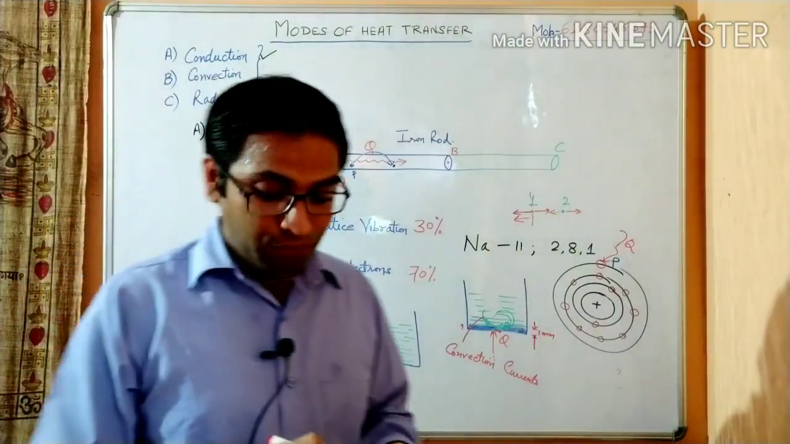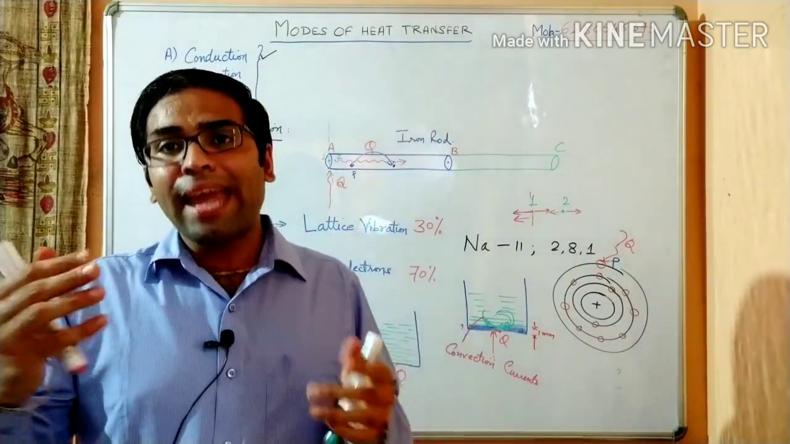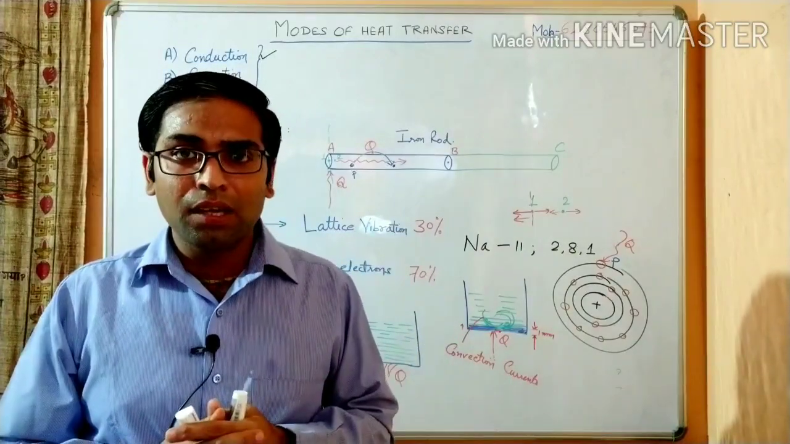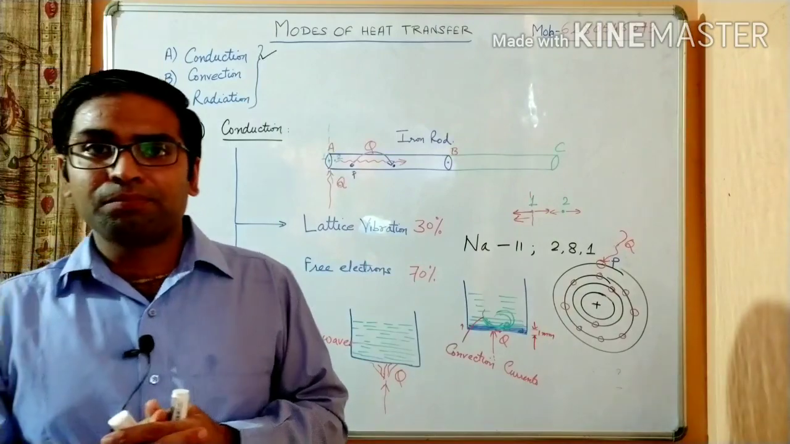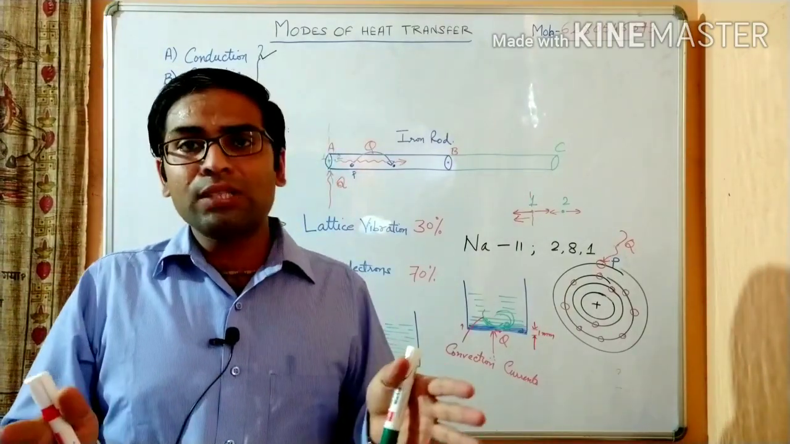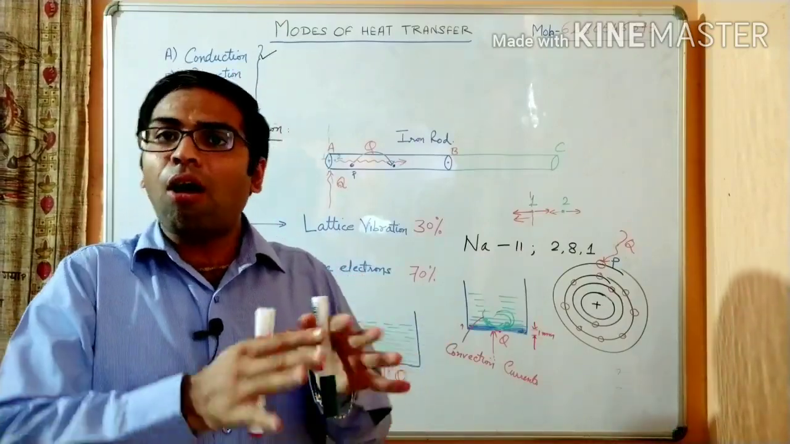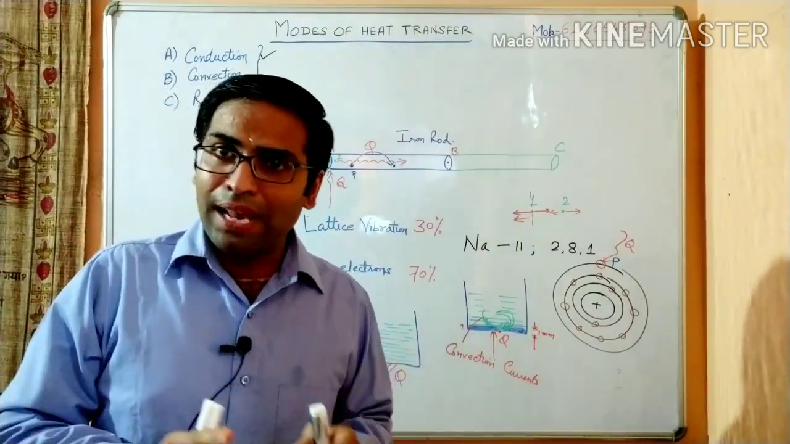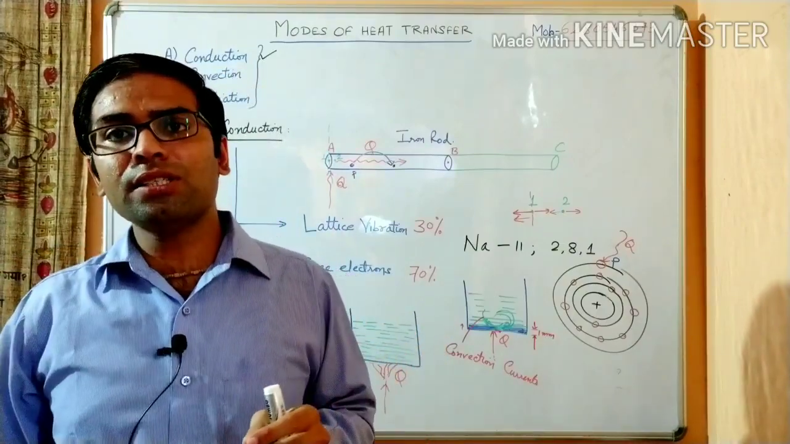Electromagnetic waves are waves or radiations, rays, which carry two different fields. One is the electric field, another is the magnetic field. The interesting fact is that both these fields are mutually perpendicular to each other. They are orthogonal to each other, as well as perpendicular to the direction in which the radiation is moving.